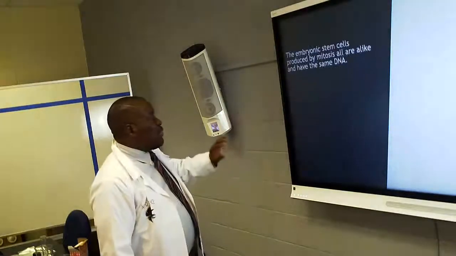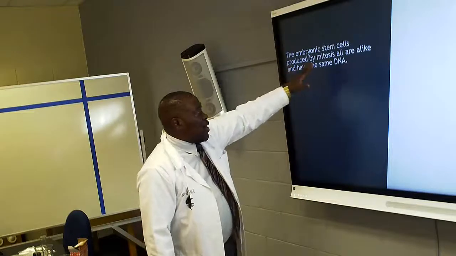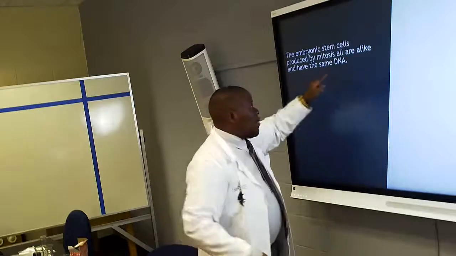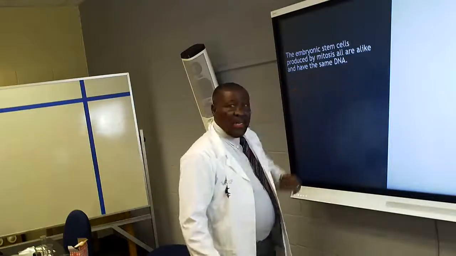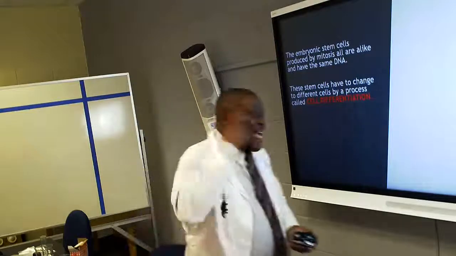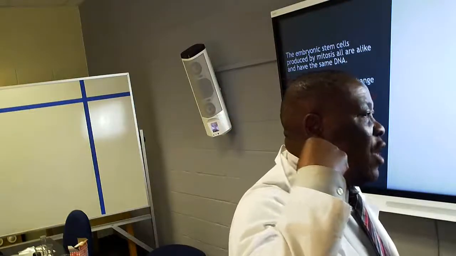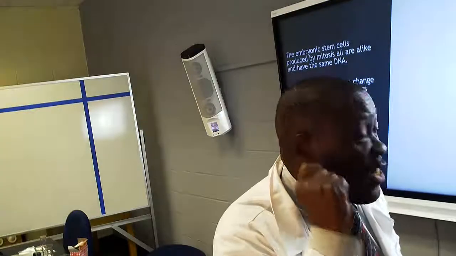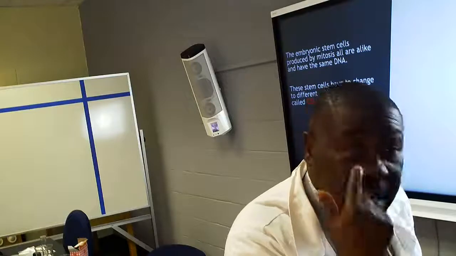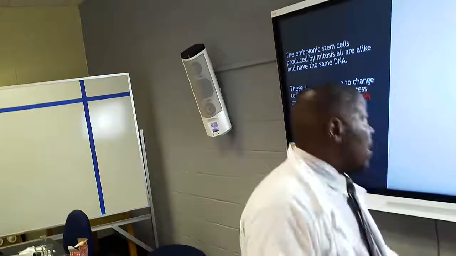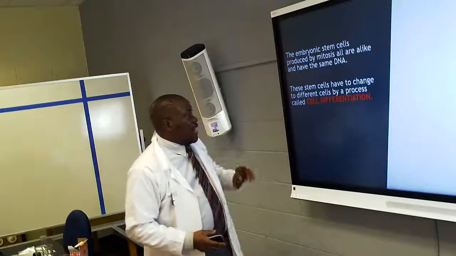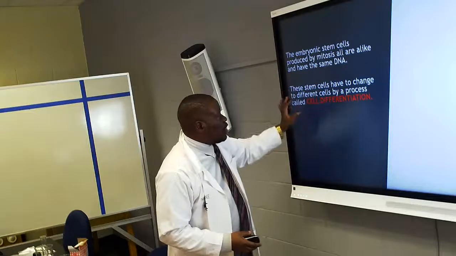Okay, one of the reasons why stem cells are important: embryonic stem cells are produced by what? Mitosis. Remember, I just told you mitosis produces the same cell. And because mitosis produces the same cell, therefore they have the same DNA. All right? In other words, my ear cell is going to produce an ear cell. So by what process is my ear cell dividing? Mitosis. Now, if my ear cell is producing a nose cell, so it's producing a different cell, it's not mitosis. All right? And because these cells are produced by mitosis, they have the same DNA. Now, these stem cells have to change to different cells by a process called cell differentiation.